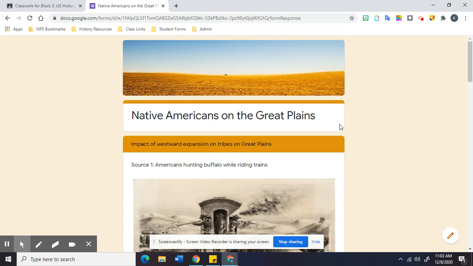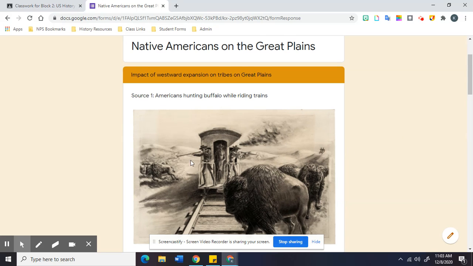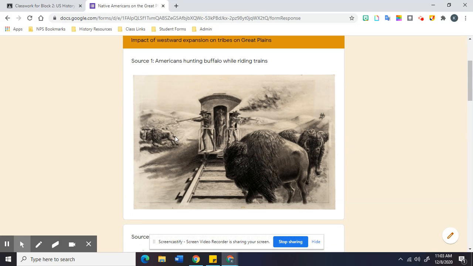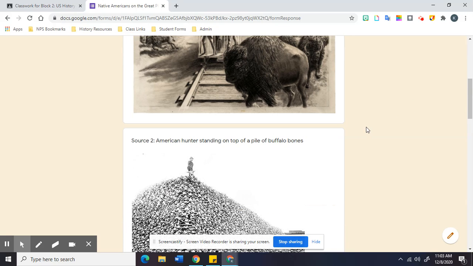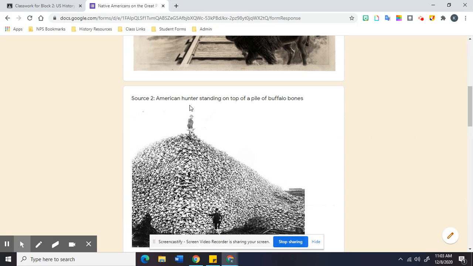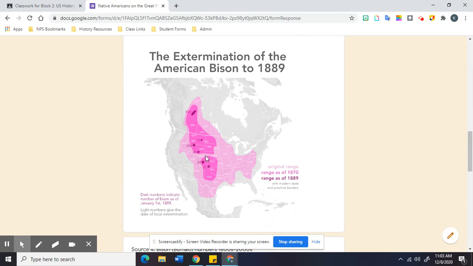So the impact of westward expansion on the Great Plains. Our first image is of American settlers riding in the back of a train, shooting buffalo, killing them, and leaving them to rot. We have another image of an American hunter standing on top of a pile of buffalo bones. Here we have a map that shows the extermination of the American bison to 1889. Our lightest pink range is before colonization, before Europeans came over. By 1870, it was this middle shade of pink. And then by 1889, you can only find buffalo in these small pockets.